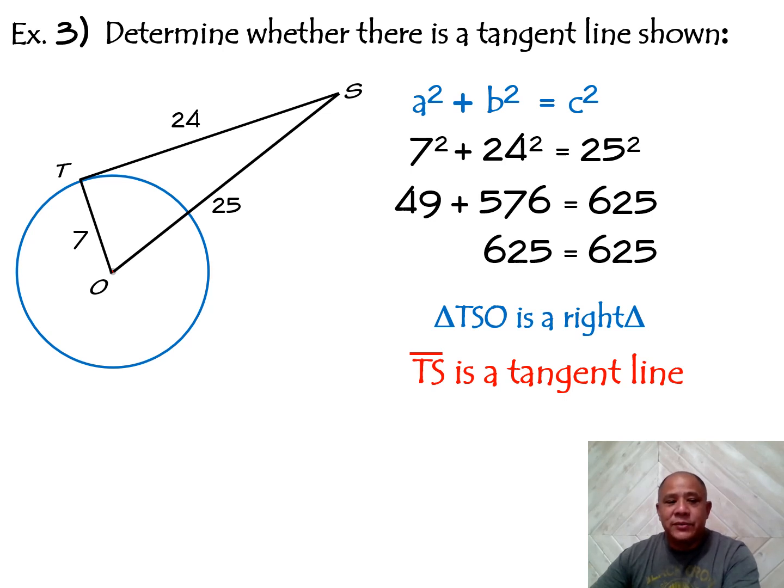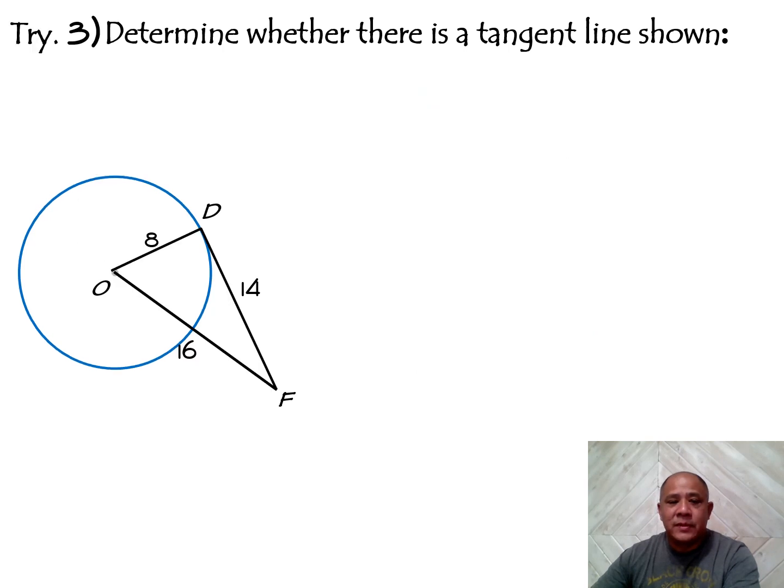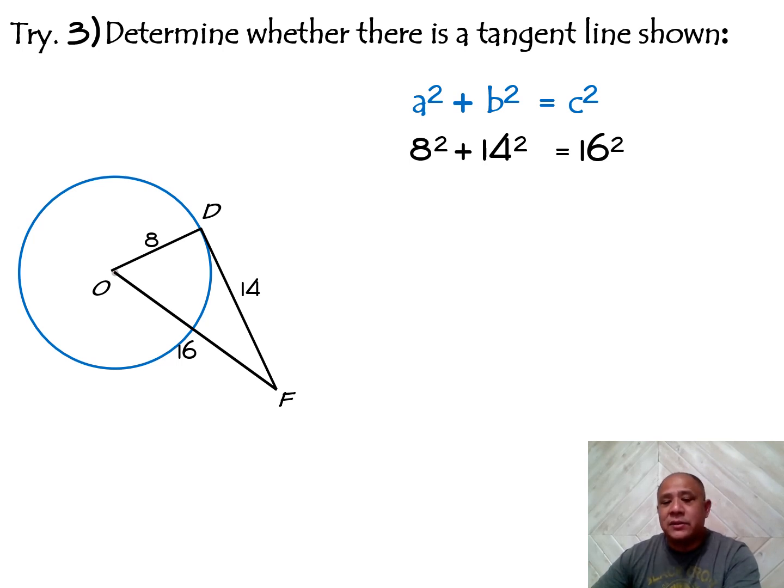Go ahead and try number 3 now. Here is try number 3. Now, let's determine whether a tangent line is shown. It has to follow the Pythagorean theorem. If it doesn't, then guess what? It's not a tangent line. Let's see. A squared plus b squared equals c squared. A is the shortest leg, which is 8 squared. B is the longer leg, which is 14 squared. And 16 is the supposed hypotenuse.